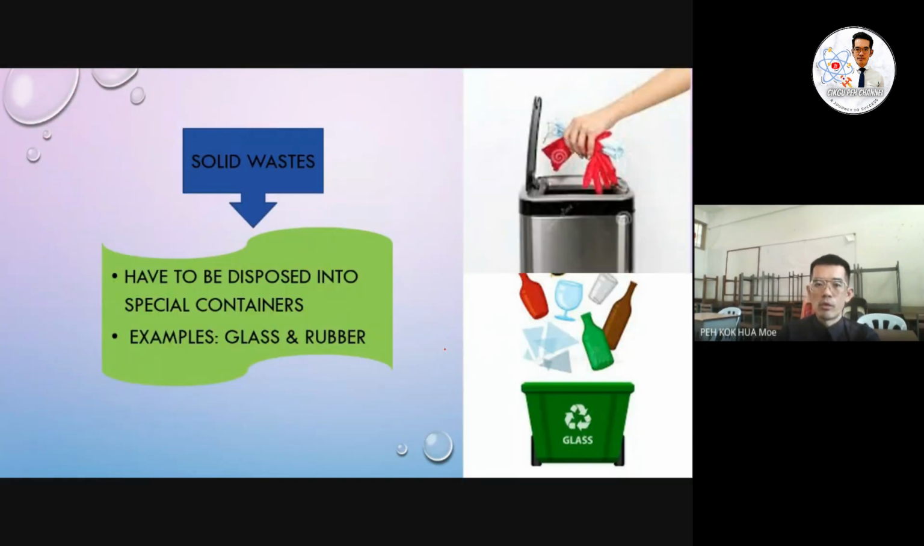The second type will be solid waste. You can look at the figure here. There is a glove, a glass bottle and glass. These have to be disposed of into a special container.